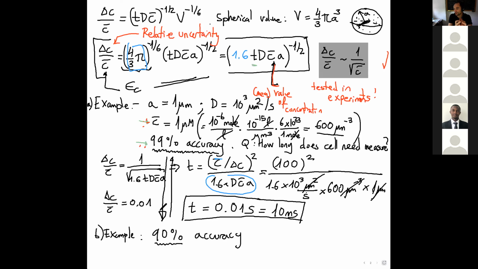So you have a device, you have few counts. This will maybe be 90% accurate. But if you want to be more accurate, take more and more and more information. So if you do this, 90% accurate, you repeat everything. What you have to do is that delta C over C now is 0.1. This is 10% of error in reality, okay? So if you put this here and you repeat everything, you get that T equals 0.1 milliseconds.